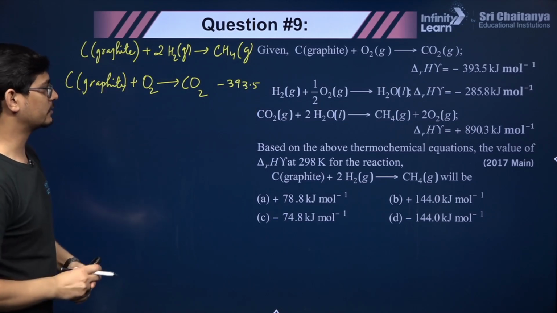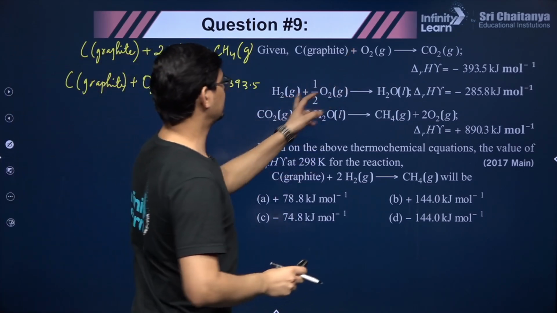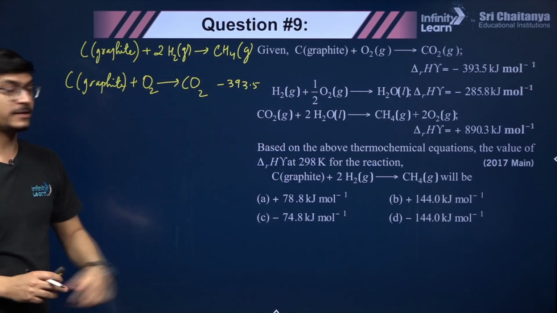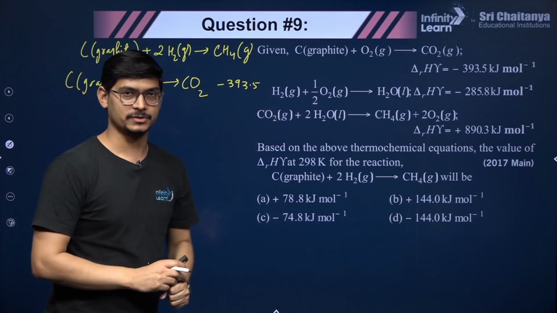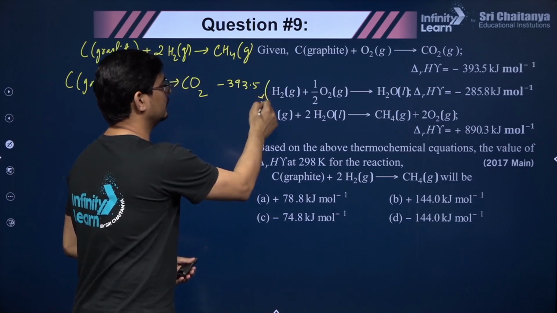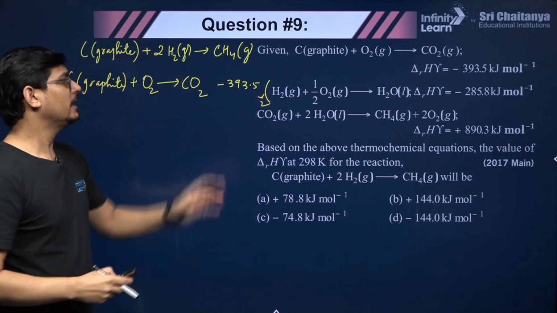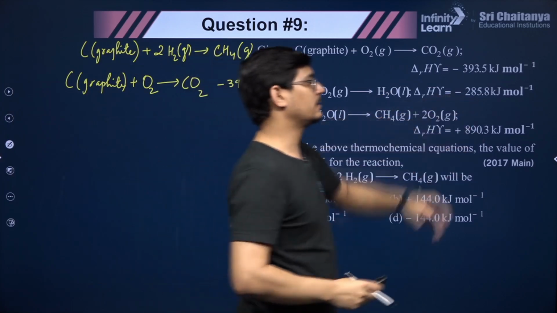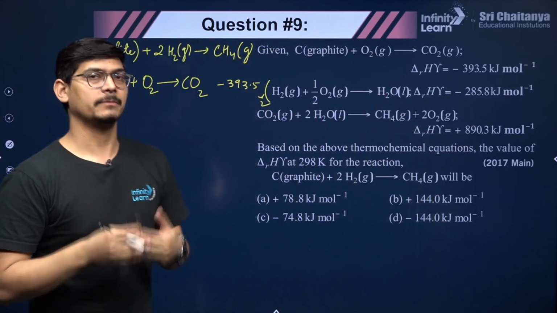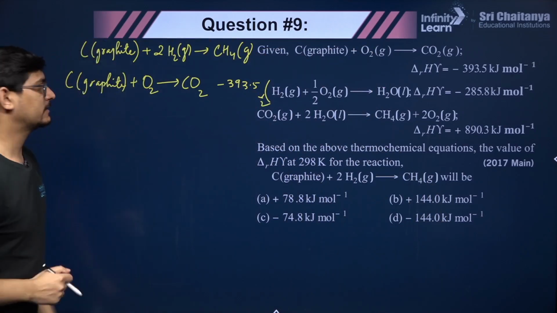Next I need hydrogen. Where do I have hydrogen? In the second equation. But is it okay? No. I need 2 moles of hydrogen. Here it has only 1 mole of hydrogen. So I will multiply this equation by 2, okay? When you do so, the enthalpy change will also be multiplied by 2. Please remember, whenever you multiply your equation, enthalpy change also gets multiplied by the same number.